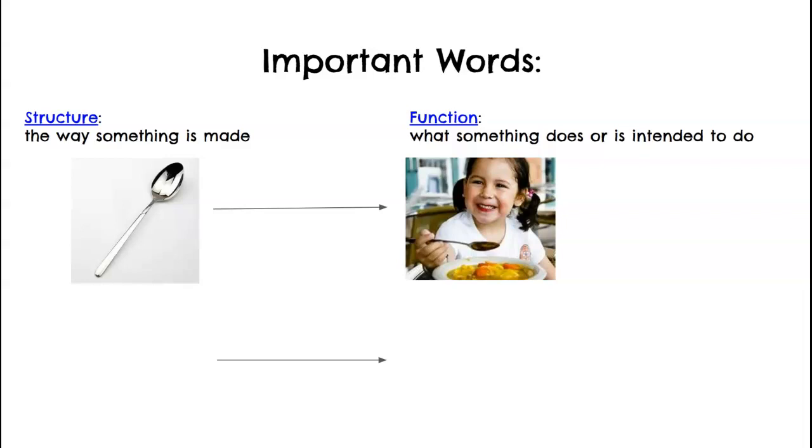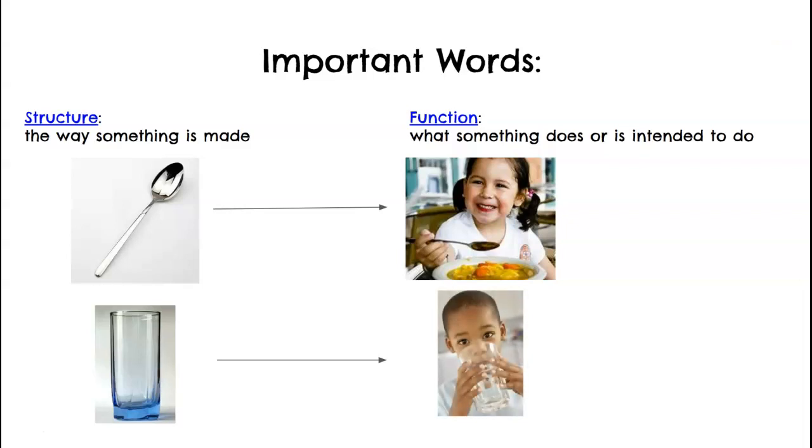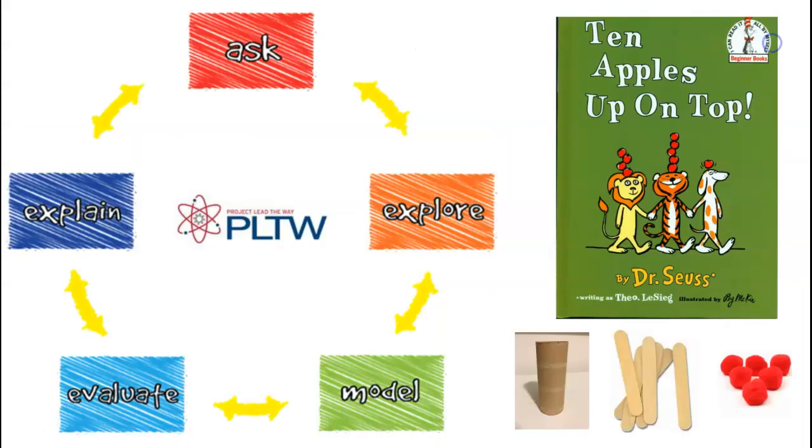Let's take a look at another structure. This structure is a glass of water. We notice that the glass of water is meant to hold something. That's because it's meant to hold water or other liquids that we drink. So the water in the cup is used to drink. These are structures, and their functions are what they do or what they're supposed to do.